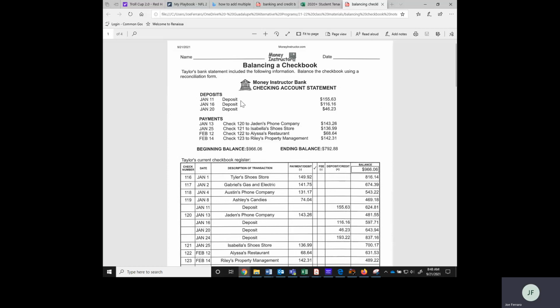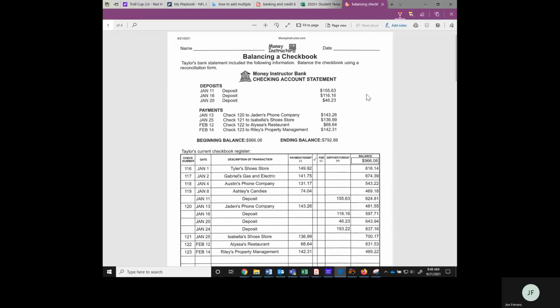This is going to be very similar to what we did in the packet, but it's a little more real life situation, and what the process would be moving forward. Up here would be an example of the bank statement. The actual bank statement would be bigger, would have more information, would have your name, address, your account number, and all that stuff. But the main information on the bank statement would be the deposits and the payments.